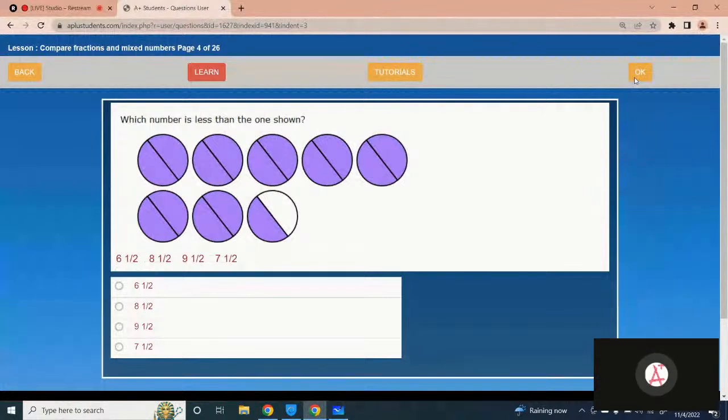Which number is less than the one shown? It would be 1, 2, 3, 4, 5, 6, 7. 7 whole 1 over 2.